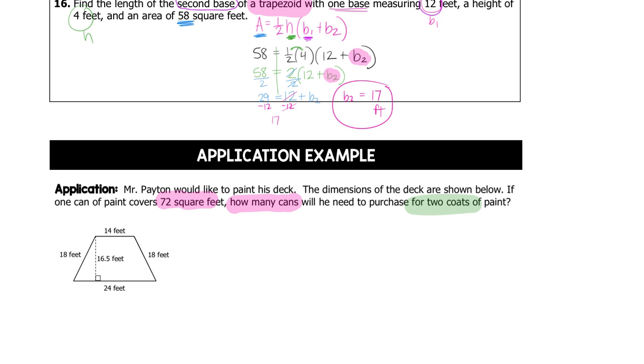Okay, so basically we need to know the area of this surface because we've got to figure out how many cans of paint we're going to need, right? So if I knew how much area this took up, we could figure out exactly how many cans we would need. So I would start by finding the area of this trapezoid. So remember, the area of a trapezoid is 1/2 of the height times the sum of the bases.